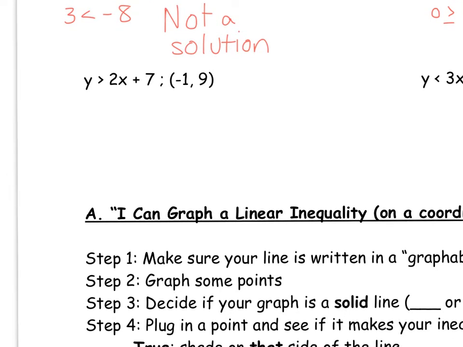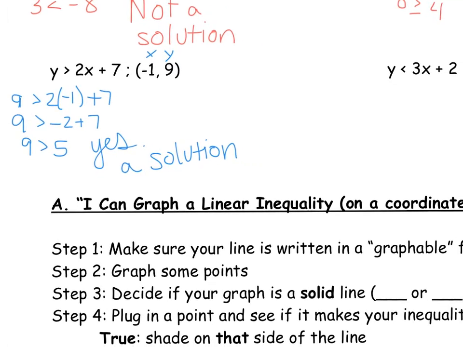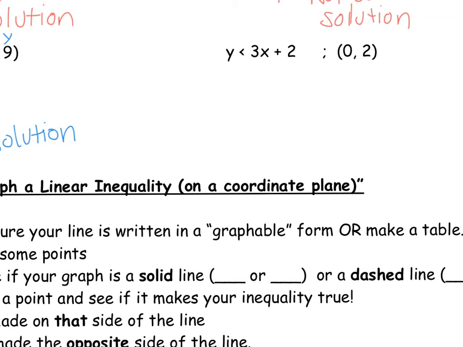Continuing on. Let's substitute in. y is 9, greater than 2 times negative 1 plus 7. We'll multiply. 9 is greater than negative 2 plus 7. 9 is greater than 5. Yes. A solution. So negative 1, 9 makes that statement true. All right, next one.